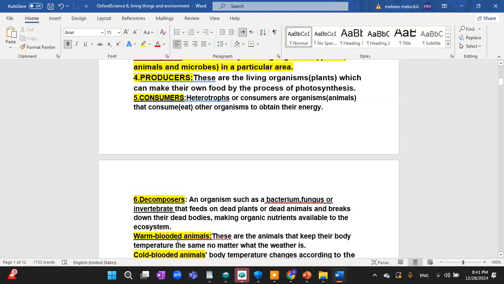Now, next definition, decomposers. An organism such as a bacterium, fungus, or invertebrate. Invertebrates are those which don't have a backbone. They feed on dead plants or dead animals and break down their dead bodies, making organic nutrients which are needed by the ecosystem. So they make organic nutrients which are available to the ecosystem.